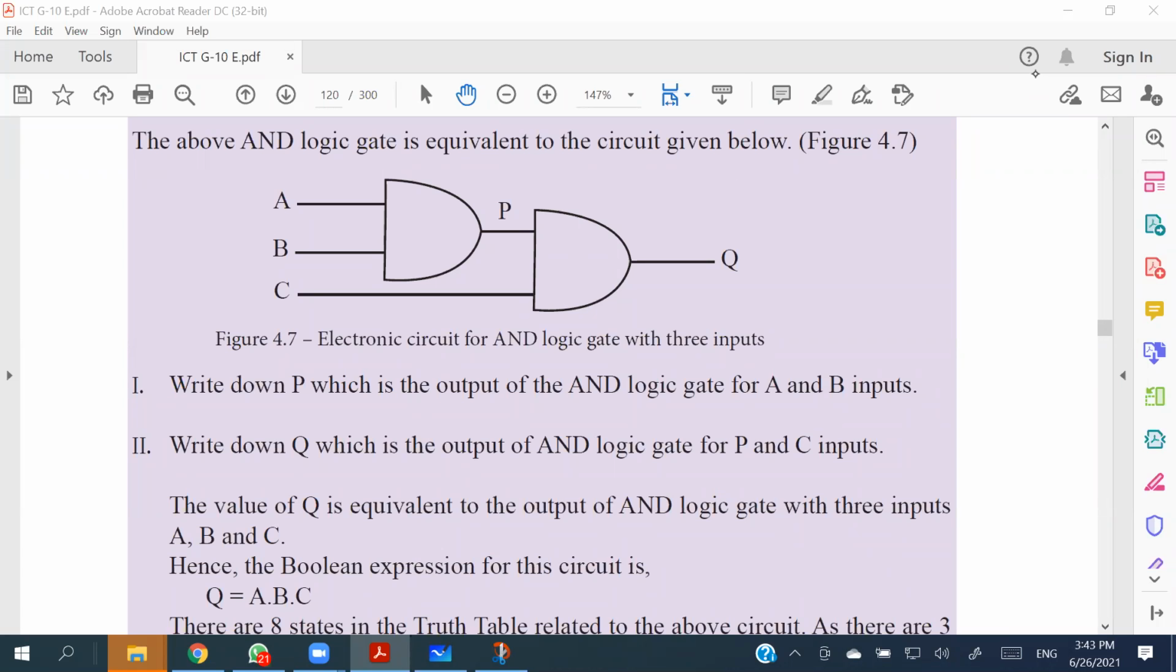Yeah, Dinelka, that is correct. Yes, Pehara. Now, that is also correct, Pehara. P dot C can also be said, but if they ask Q from A and B and C, then Q is equal to A dot B dot C. Yes, that's right.